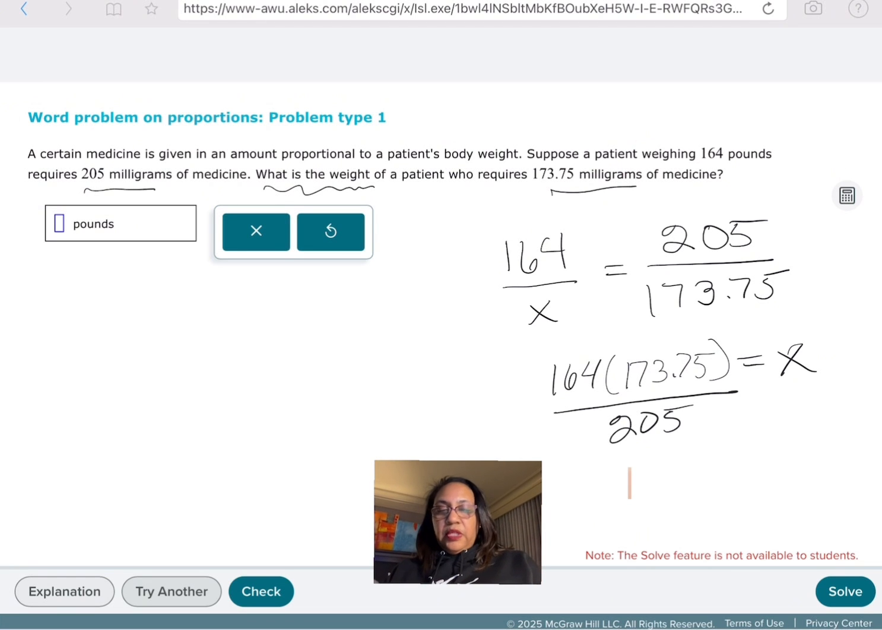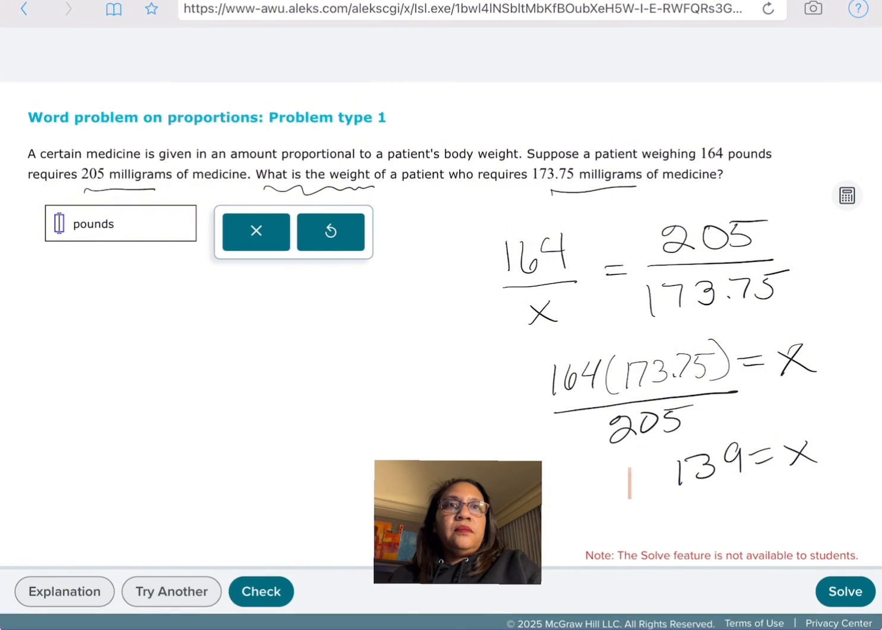So parentheses, 164 times 173.75. And if you're doing this on the ALEKS calculator, just do the 164 multiplied by 173.75 first. Whatever number you get, then you divide by 205. And I get x. So 139 is equal to x. And let's just check it. $139.